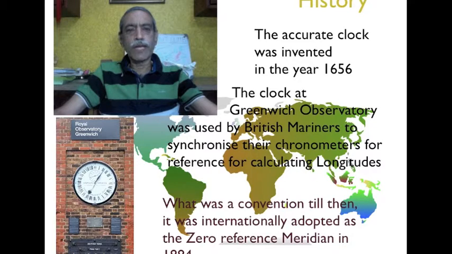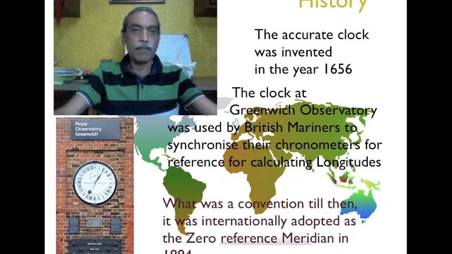I was going through Wikipedia and found some interesting facts on this subject, so I thought I will share it with you. It's about a bit of history. The most accurate clock was invented in the year 1656, and the clock at the Greenwich Observatory was used by the British mariners. Let's remember that they were the earliest seafaring people. So they used to synchronize their ship chronometers for calculating the longitudes and the dates and the times.